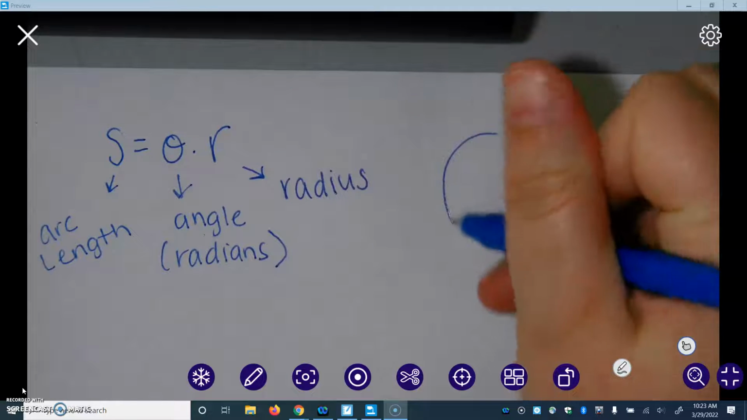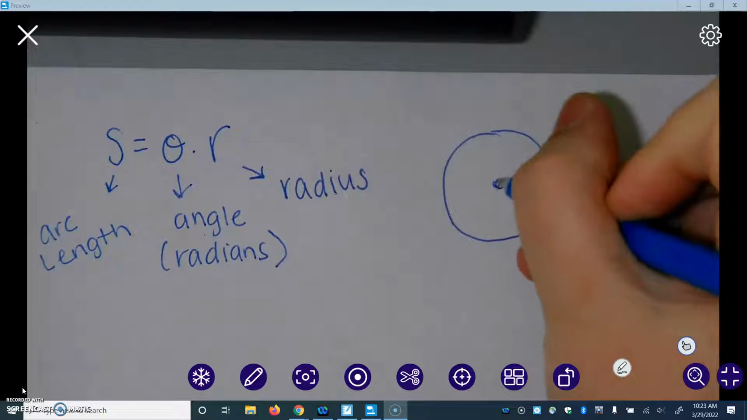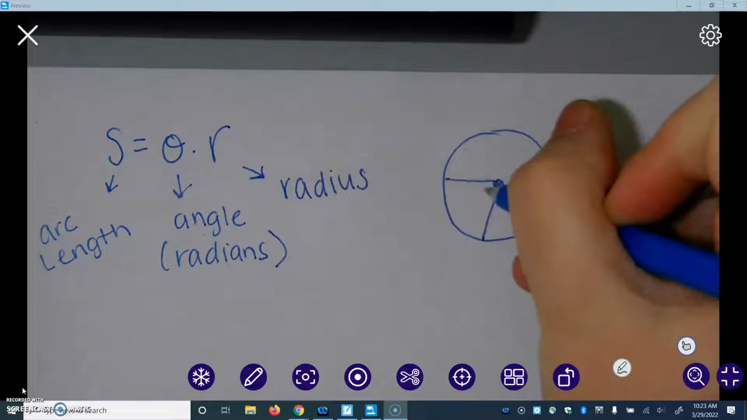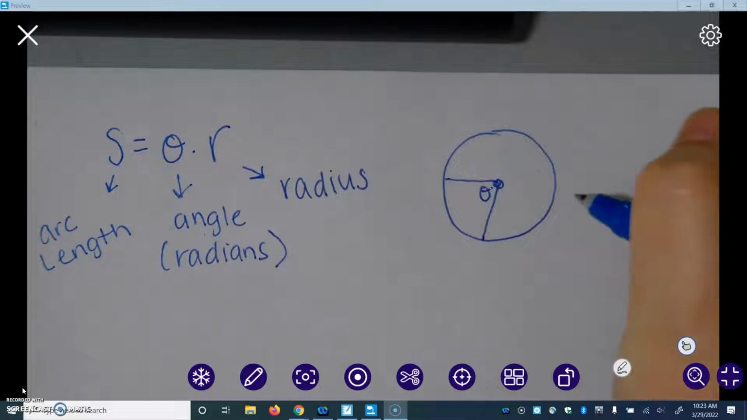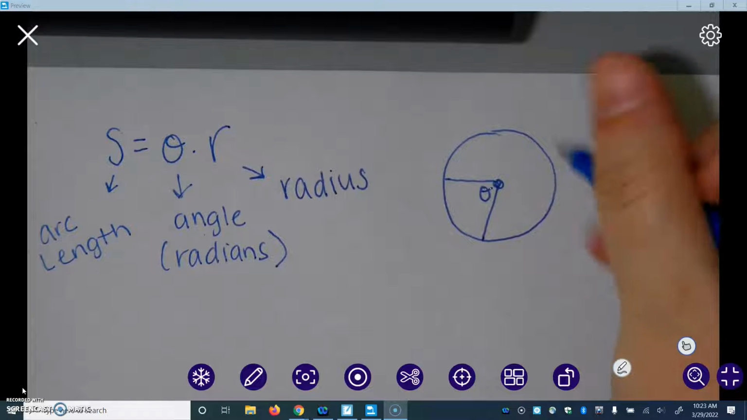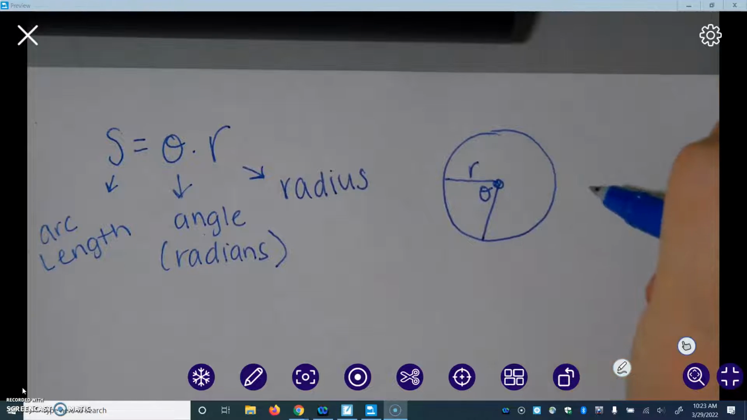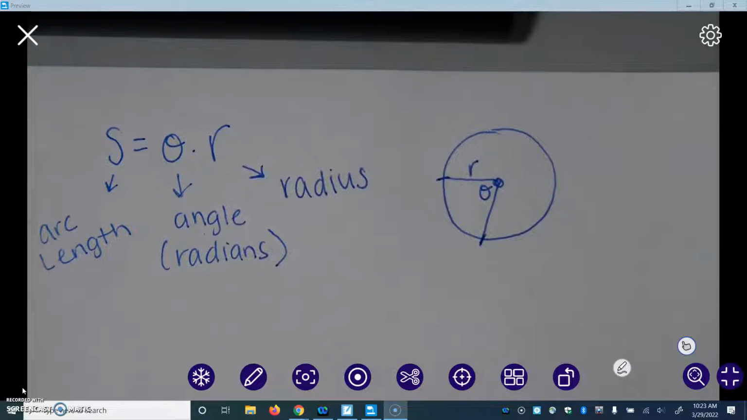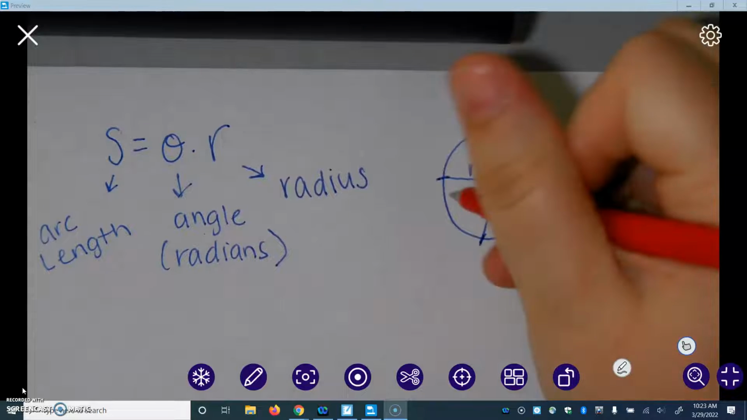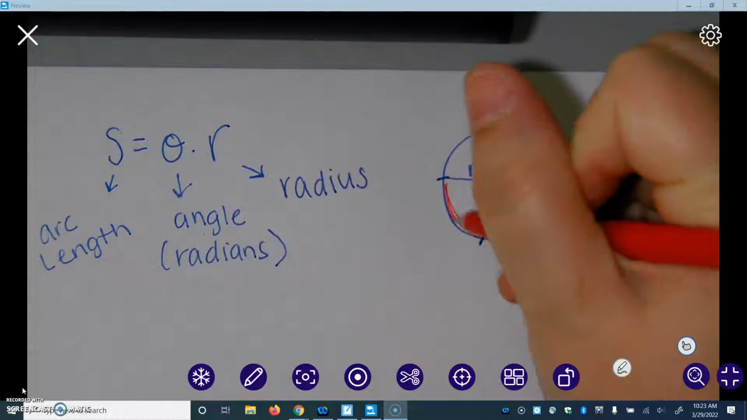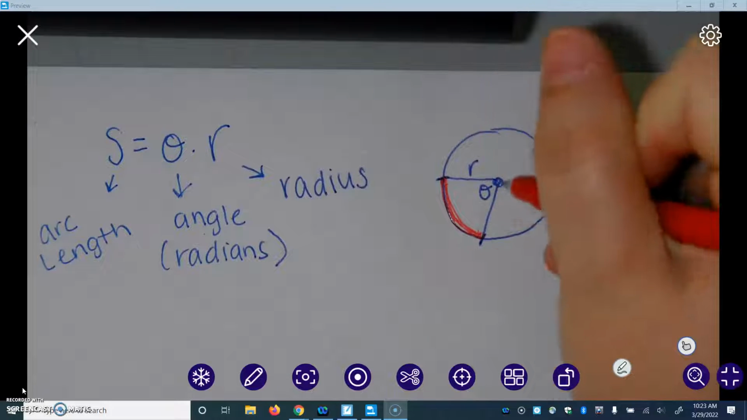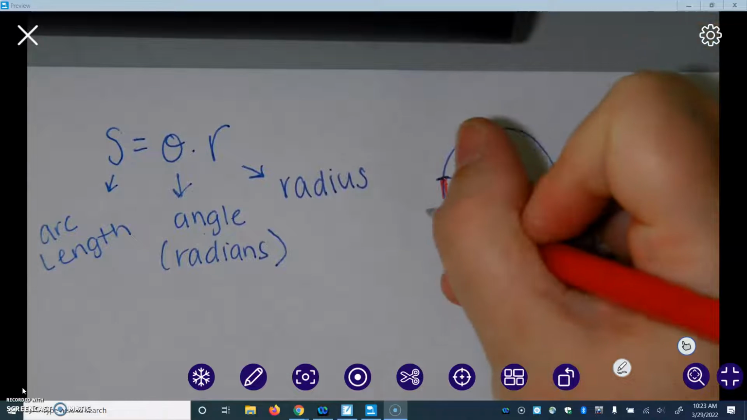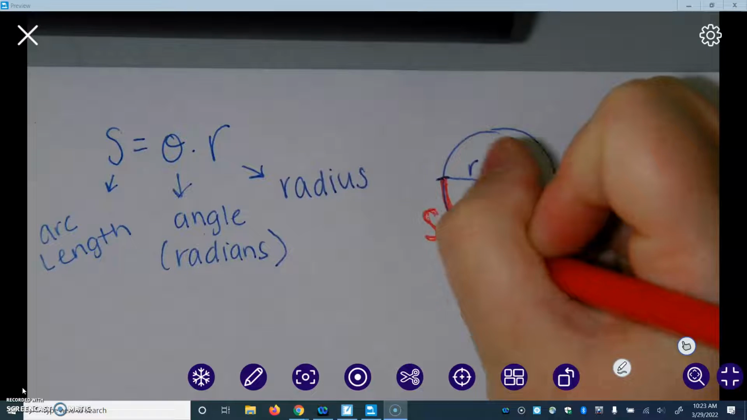In a picture, the angle has to be a central angle. So a lot of times you're going to see that phrase in the sentence. And then there's the radius. And then in between, it'll say like the subtended arc or the intercepted arc. But where the angle meets the circle, that's the length of the arc.